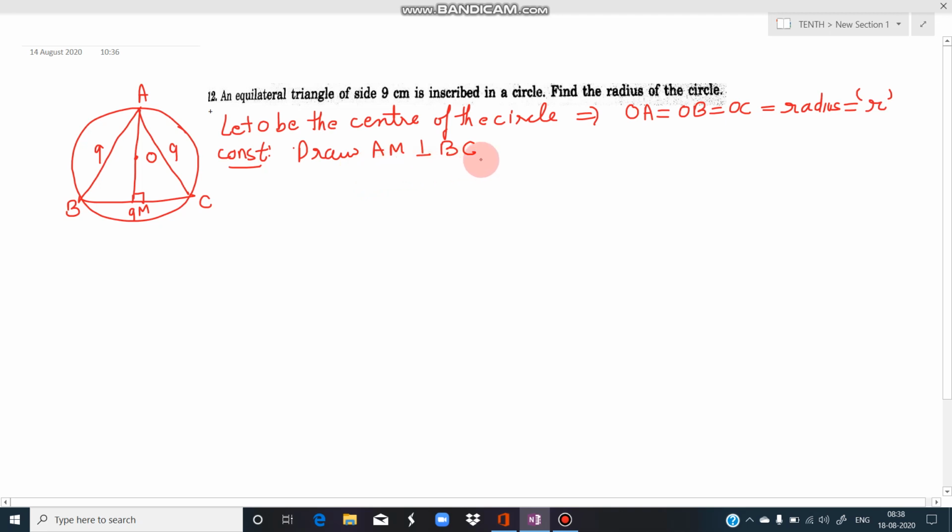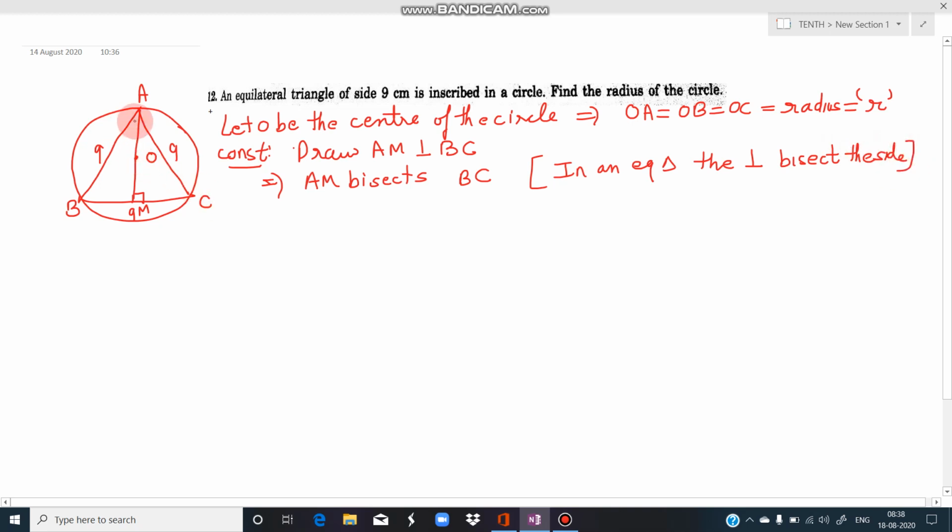Now if we have drawn AM perpendicular to BC, the property that we used in isosceles, the same we will be using in equilateral triangle also. So this implies that AM bisects BC. What property have we used? That in an equilateral triangle, the perpendicular bisects the side.